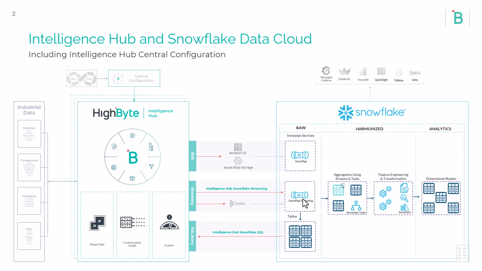One option is to send bulk data, often in files, to a data lake like S3 or Azure Blob Storage. Streaming data can be sent with a standard configurable Intelligence Hub Snowflake streaming connection. This connection can write large volumes of industrial data at high speed directly to Snowflake tables. And that's what I'll demonstrate today.